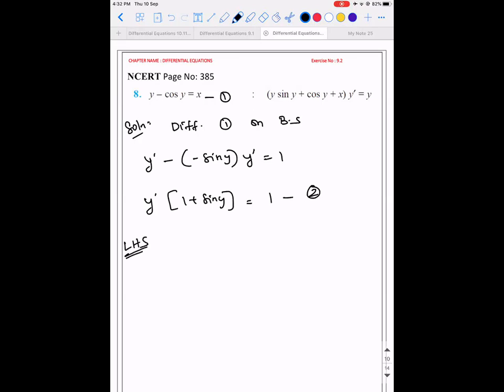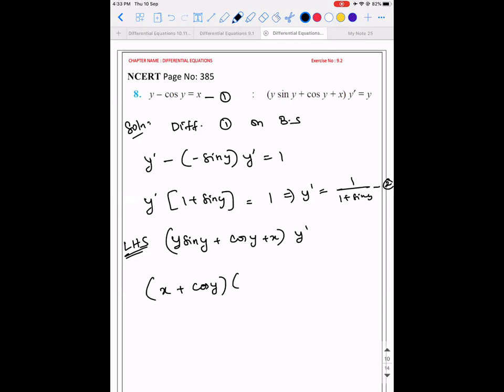So consider the LHS, that is y sine y plus cos y plus x into y dash. Okay. So what should we get? We should get a y. So how to solve this? Tell me. So in the place of y, what can we substitute? x plus cos y. That's right. x plus cos y into sine y plus cos y plus x into, what is y dash? 1 divided by 1 plus sine y.